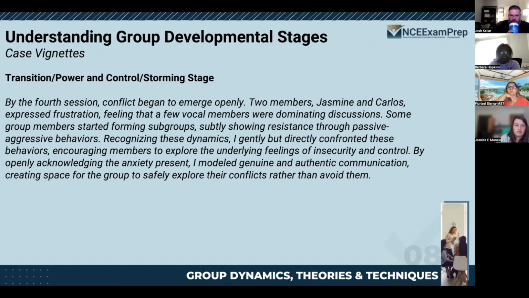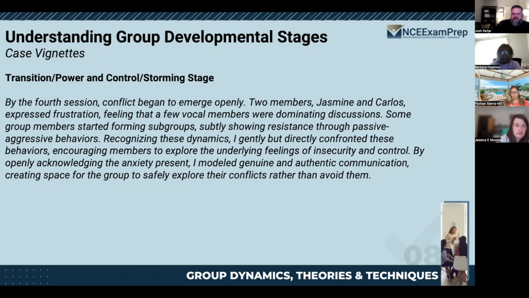Okay. Transition, power, and control storming stage. By the fourth session, conflict began to emerge openly. Two members, Jasmine and Carlos, expressed frustration, feeling that a few vocal members were dominating discussions. Some group members started forming subgroups, subtly showing resistance through passive-aggressive behaviors. Recognizing these dynamics, I gently but directly confronted these behaviors, encouraging members to explore the underlying feeling of insecurity and control. By openly acknowledging the anxiety present, I modeled genuine and authentic communication, creating space for the group to safely explore their conflicts rather than avoid them.